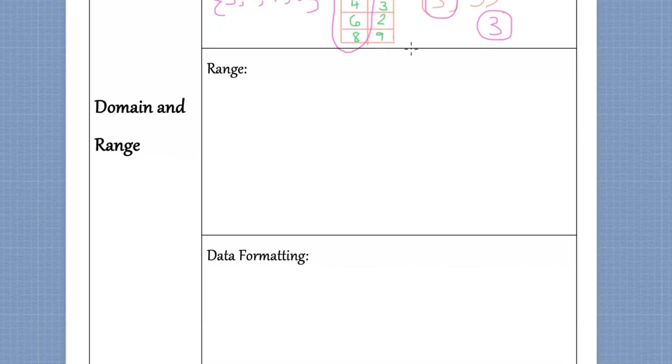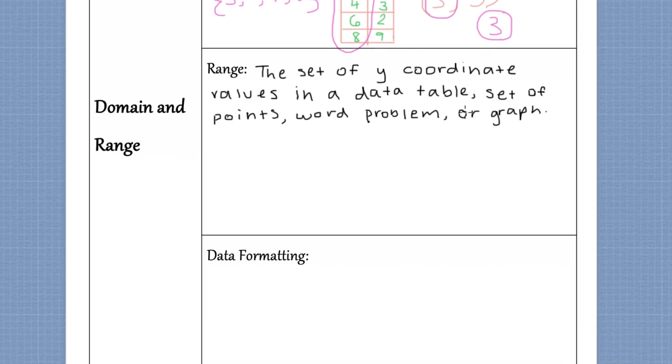Now range is the set of y-coordinate values in a data table, set of points, word problem, or graph. So essentially, they're the same thing, except in domain you use the x-coordinate values, and in range you use the y-coordinate values. And so again, as you can see in this table and coordinate point, we have the same values in the table and the same point, except that this time the range is going to be the y set of values over here.